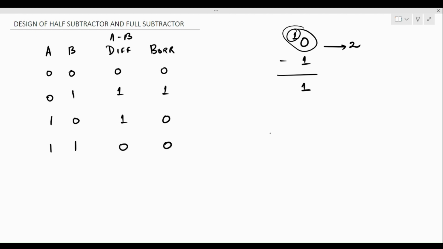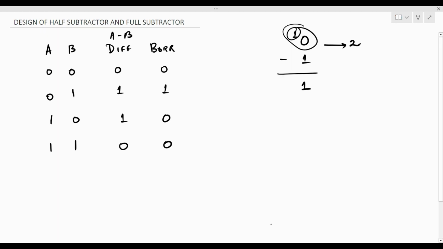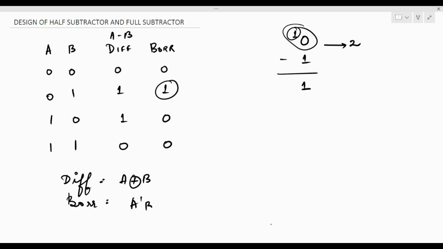Now, looking at the difference column alone, along with the two inputs, this is the truth table for the XOR gate. So we can simply write that the difference is equal to A XOR B. Even otherwise, if we look at the minterms, A dash B plus AB dash is the expression for the XOR gate. Now, looking at the borrow, it is true only when A is 0 and B is 1, which means that the borrow here is going to be A dash B.